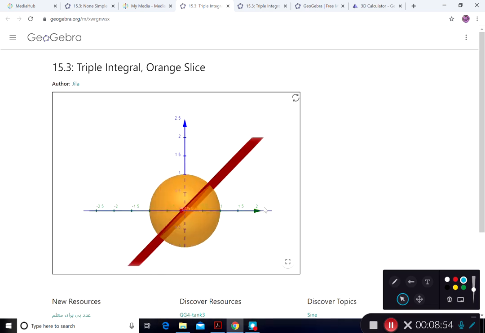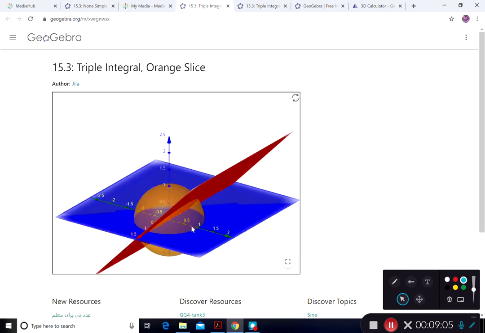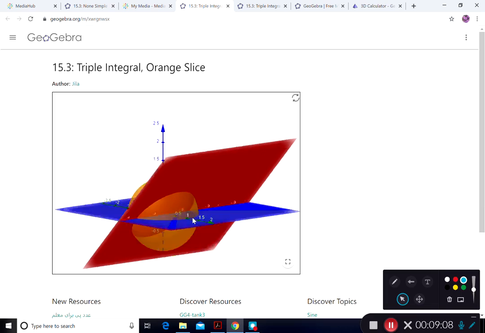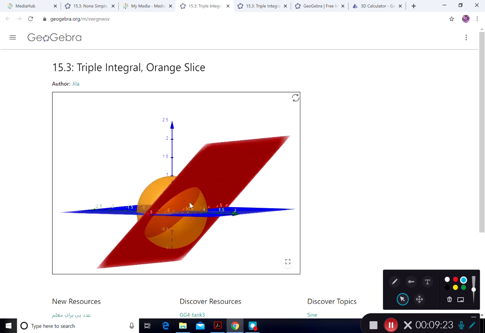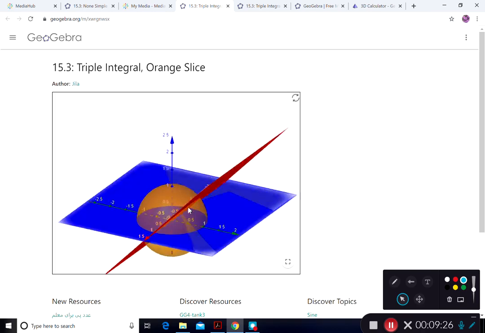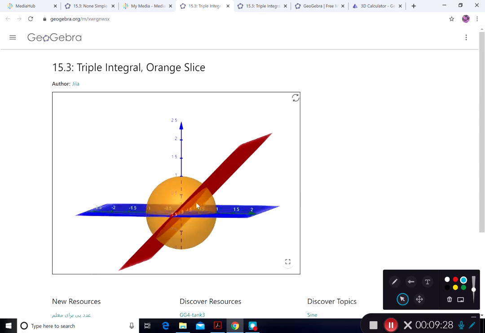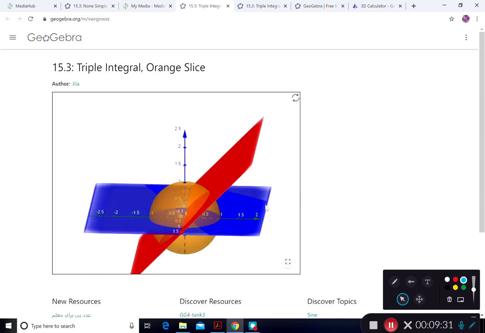This is the y-axis, and that's the z-axis, and the red plane is z equal to y, or y equal to z. The other thing you have is the blue plane, which is z equal to 0. If you think of the sphere as an orange, the two planes are slicing the orange into one wedge. So what you're trying to figure out is the volume of that little wedge of the orange.